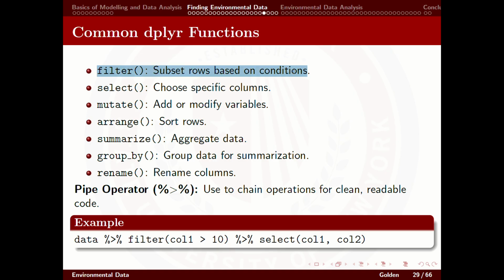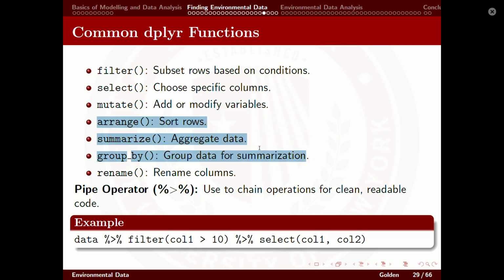So filter, you can filter or subset rows based on conditions. Select, choose specific columns. Mutate, add or modify variables. Arrange, you can sort rows. Summarize, you can aggregate data. Group by, you can choose a variable by which to summarize data. And rename, you can rename some columns.